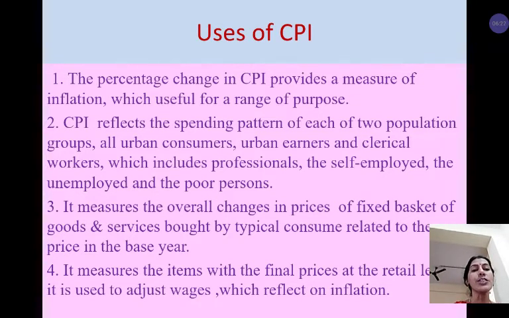Next, it measures the items with the final prices at the retail level. It is used to adjust the wages, which reflect inflation. At the retail level, if I am ready to purchase everything I purchased before, or if I increase my purchases, my status has improved, which means the value of money has decreased, or I am getting so much money income. So it should be controlled. It is the situation of too much money chasing too few goods. So in an inflationary situation, how can it be controlled? All these ideas will come to the government.